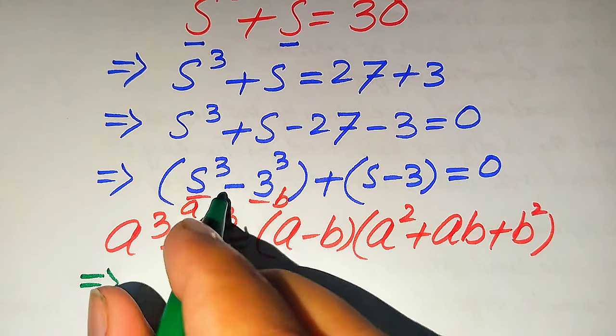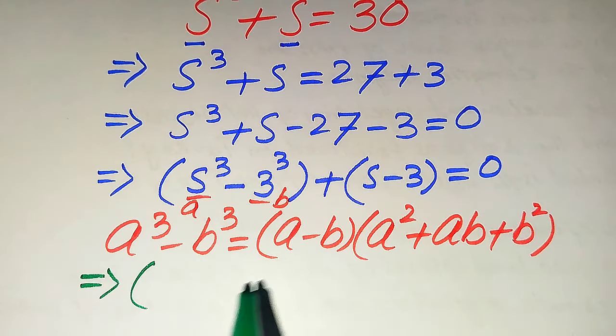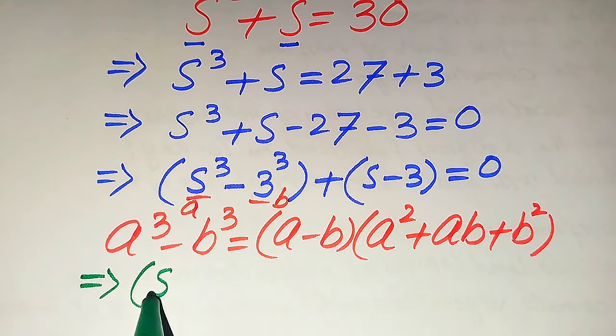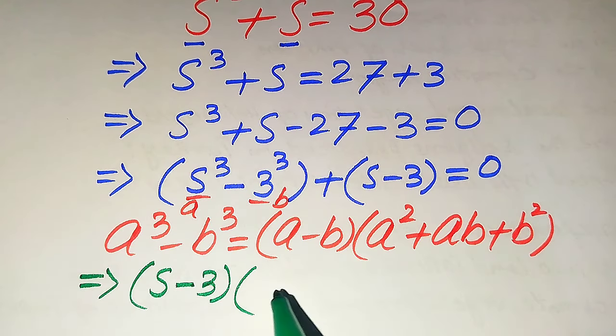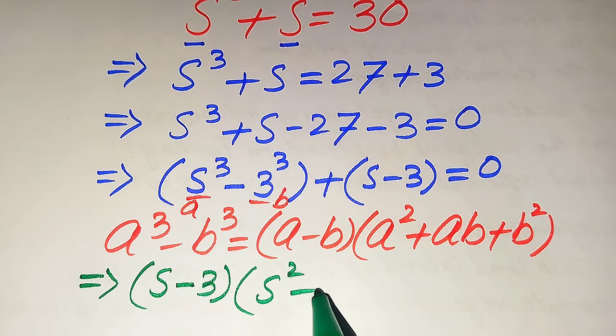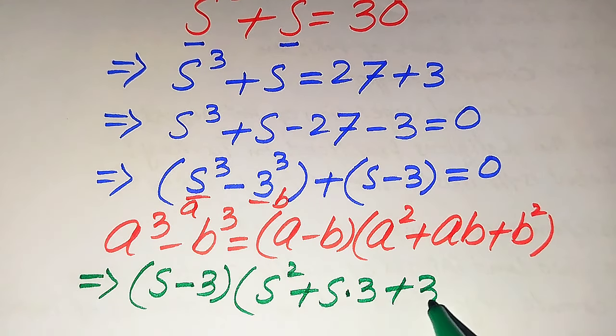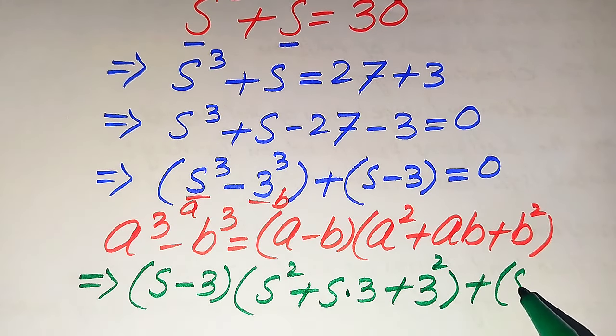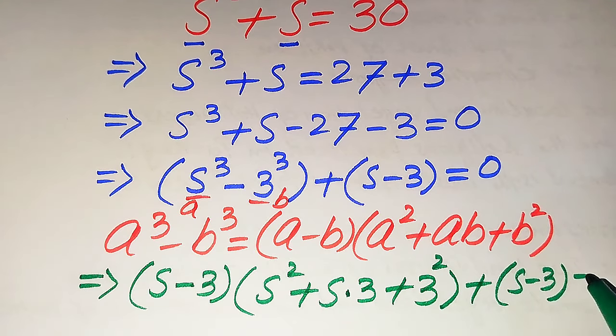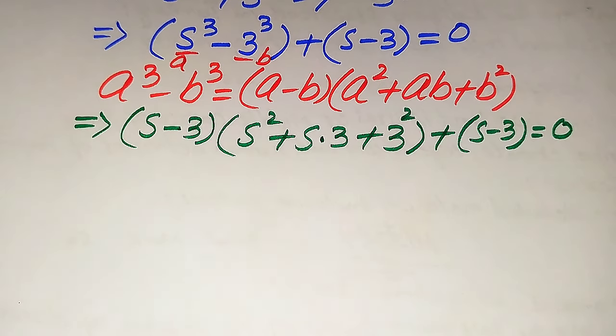So after applying this formula, it will be written as, first you have a minus b, the value of a is s, b is 3. Again a square, the value of a is s, so s square, plus ab, the value of a is s and b is 3, plus b square, b is 3 so 3 square, and plus this is our s minus 3, and this whole equation is equal to 0.